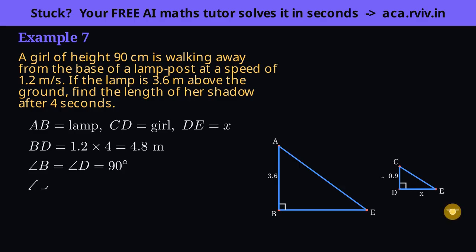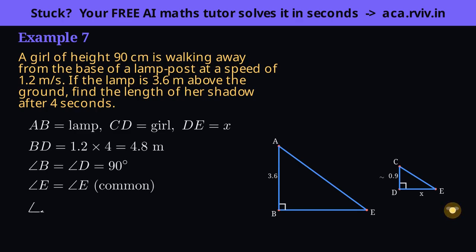Second angle pair comes free from the geometry. The tip of the shadow, E, is the same point for both triangles. The big lamp triangle and the small girl triangle share that corner. So angle E is common to both, giving us our second equal angle.